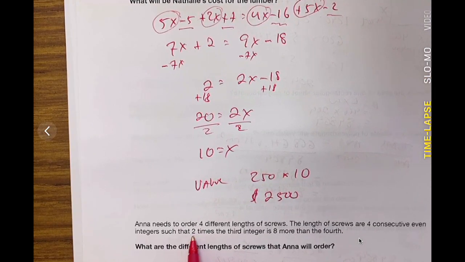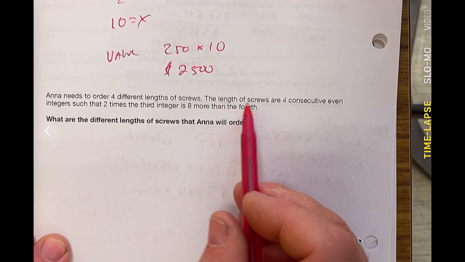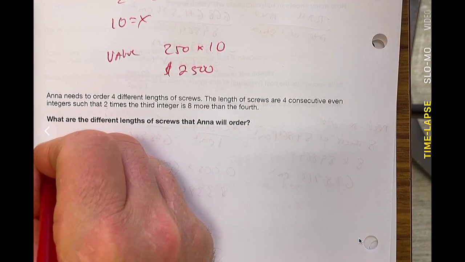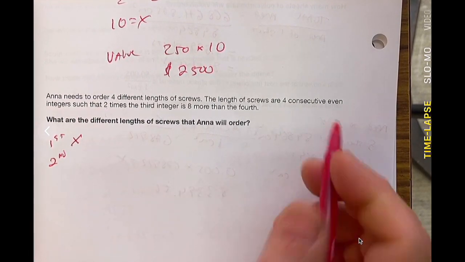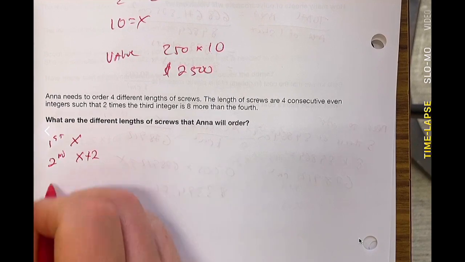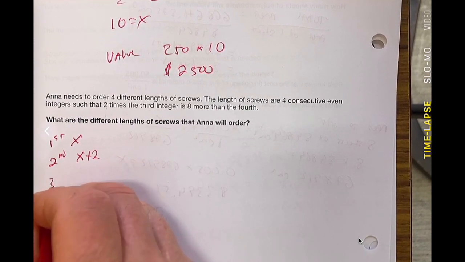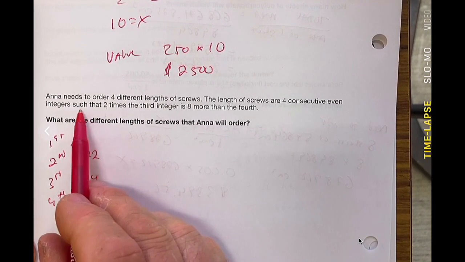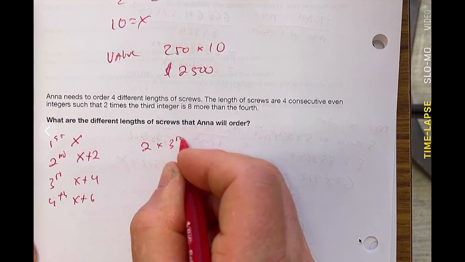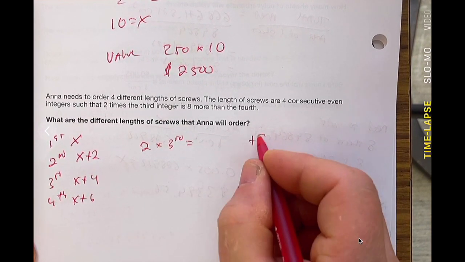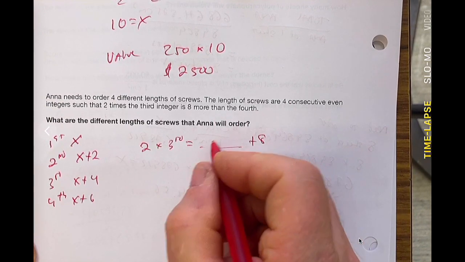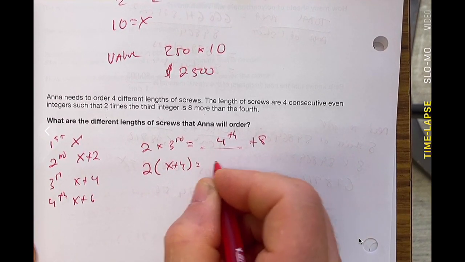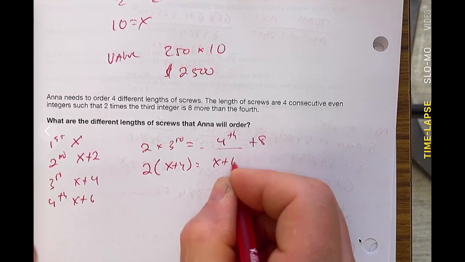Anna needs to order 4 different lengths of screws. The length of the screws are 4 consecutive even integers. The first is x. The second, they're consecutive even, x plus 2. If they were consecutive odd, it would still be x plus 2. The third is x plus 4. The fourth is x plus 6, such that 2 times the third integer is 8 more than the fourth. Then I replace the third with x plus 4 in brackets, and the fourth in brackets is x plus 6, plus 8.